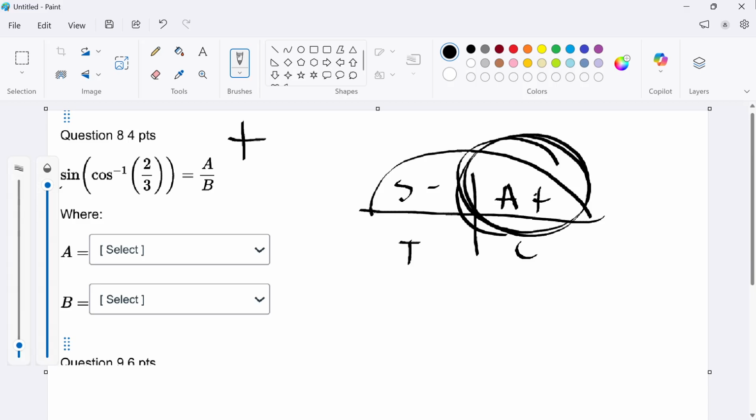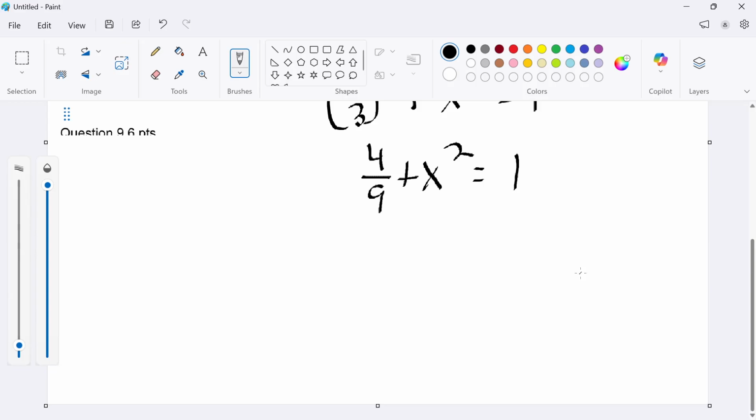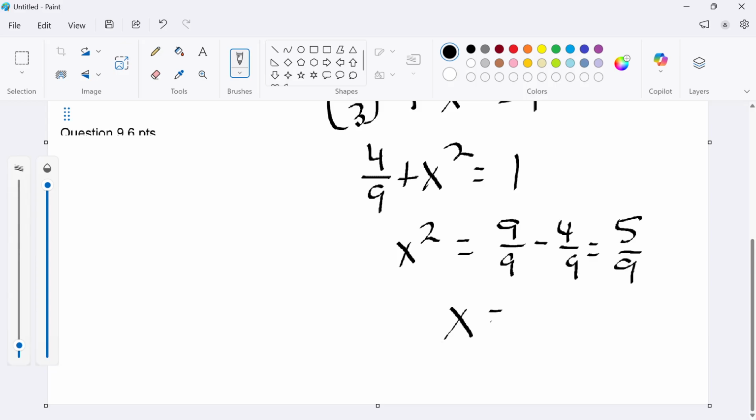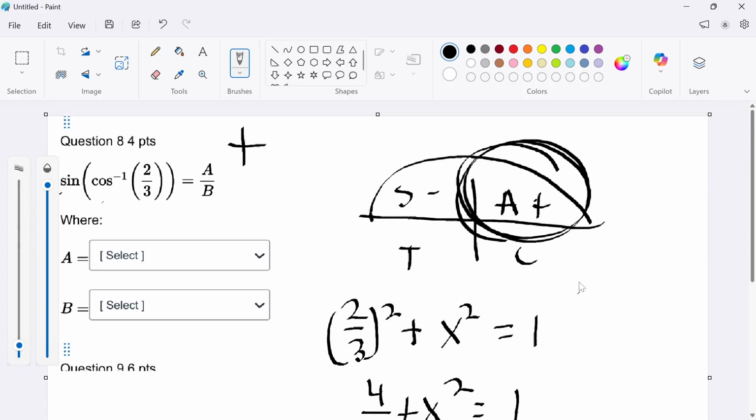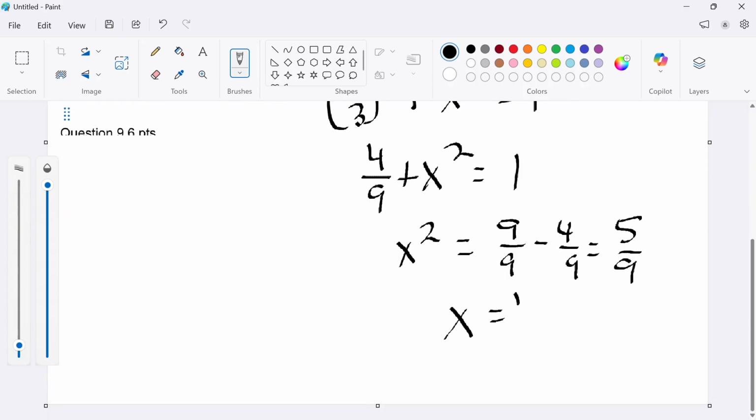And so there are 2 ways I can do it. I can do cosine squared plus sine squared equals 1. And then 2/3 squared is 4/9, plus x squared equals 1. I will subtract 4/9 from both sides. I will rewrite 1 as 9/9. 9/9 minus 4/9 equals 5/9. Take the square root. x equals plus or minus the square root, but that plus or minus doesn't matter because I know I'm in positive territory. The square root of 5 is just the square root of 5. The square root of 9 is 3, so the square root of 5 over 3.